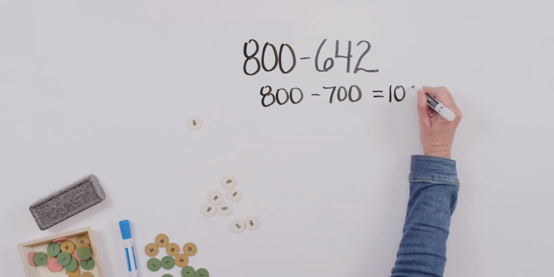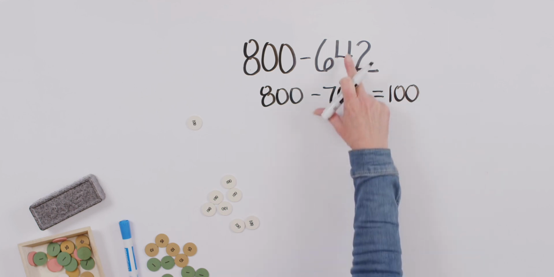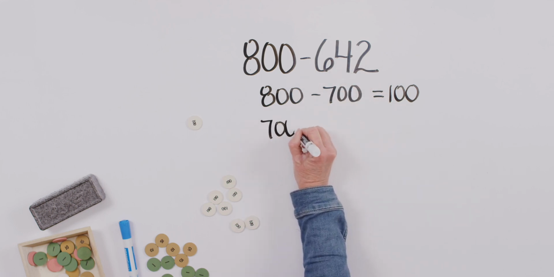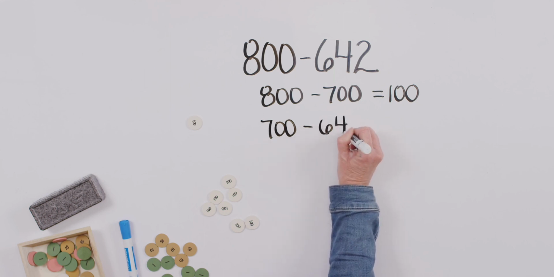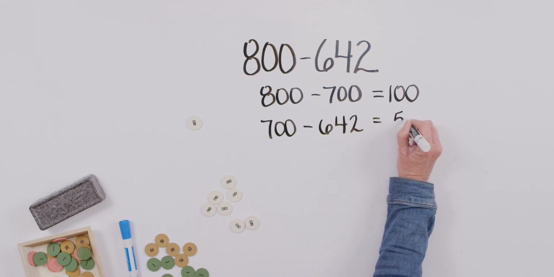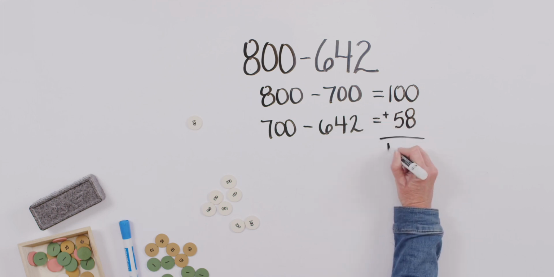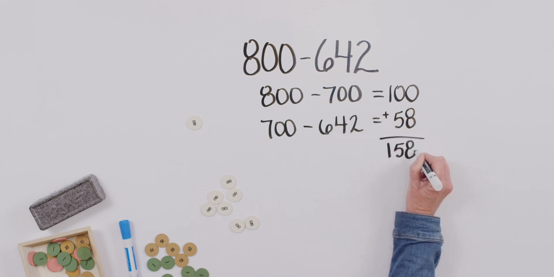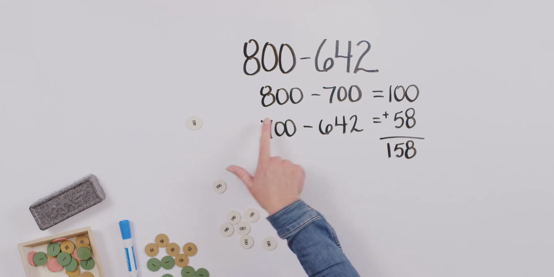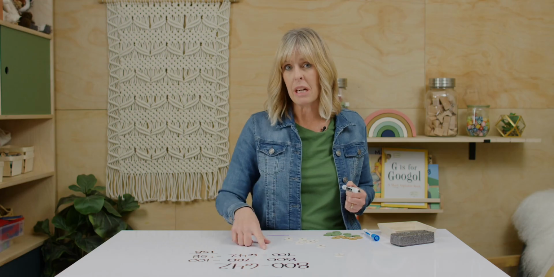But did I take away 700? No, I only took away 642. So I would need to find the difference of these 2 numbers. So the difference between 700 and 642 would be, good, 58. Okay, so we would add those 2 together, 158. Because really, I didn't take away all 700. I needed to give back the difference between my 700 and 642. Let's look at this one another way.